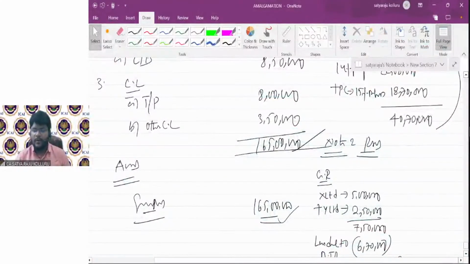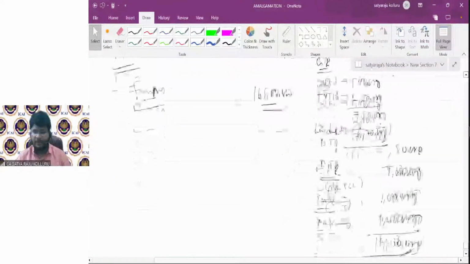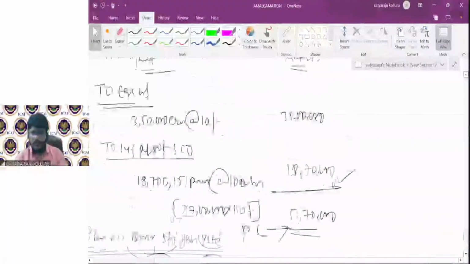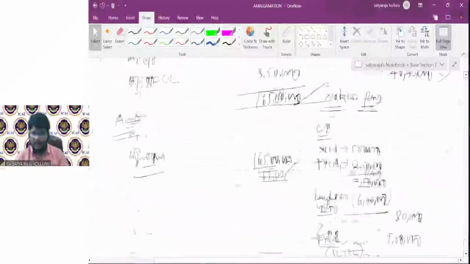Let us resolve the same problem on the assumption that amalgamation is amalgamation in the nature of purchase. Sir, first of all, there is no change in PC. The same PC you can consider. How much PC you got? 53,70,000.